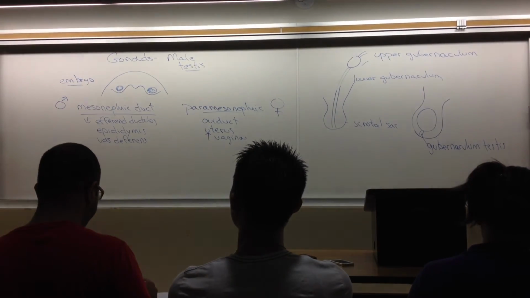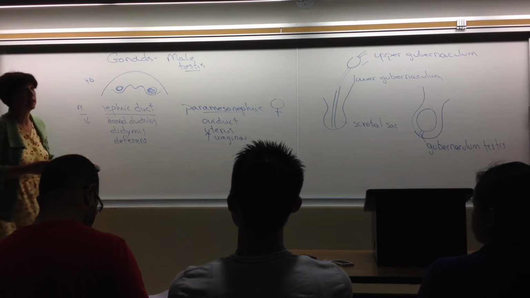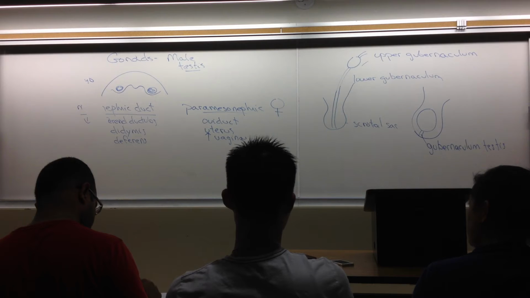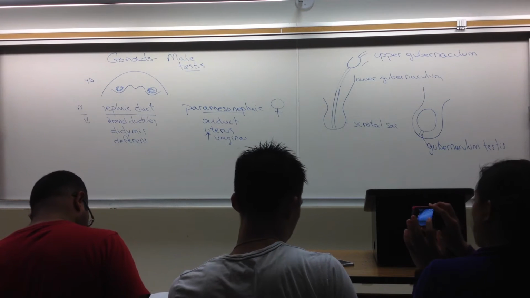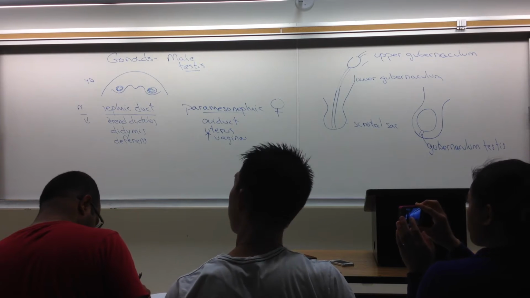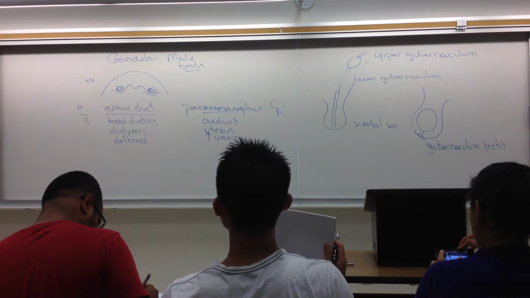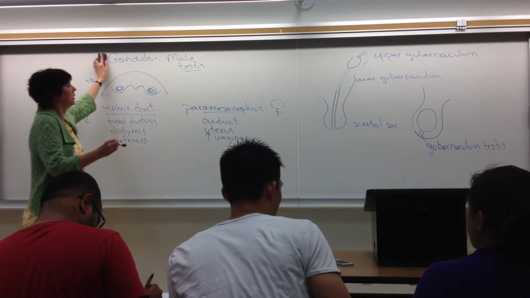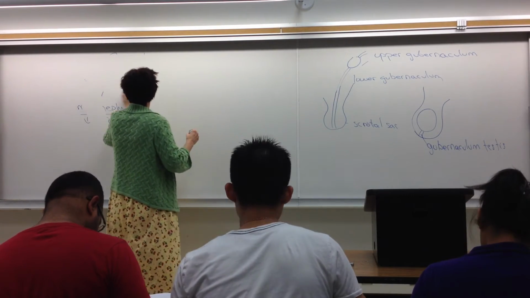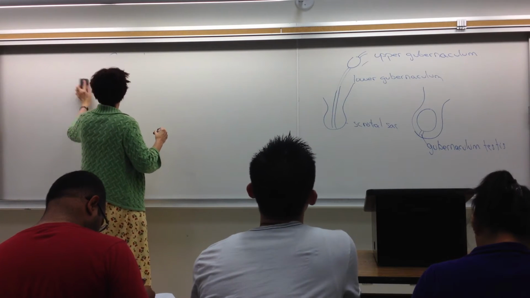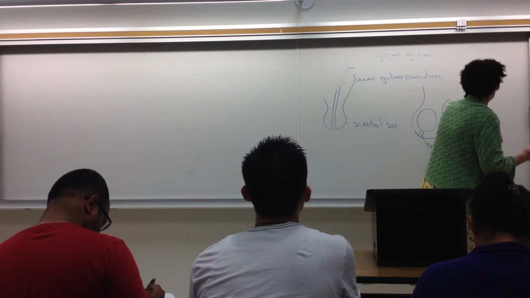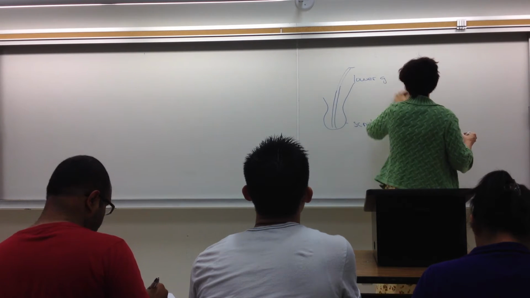Females have an inguinal canal, but because the only structure that passes through it is the round ligament, they seldom develop an inguinal hernia. So I'm not going to draw all the components that might even be in your lecture notes, but just the ones that you need to know.